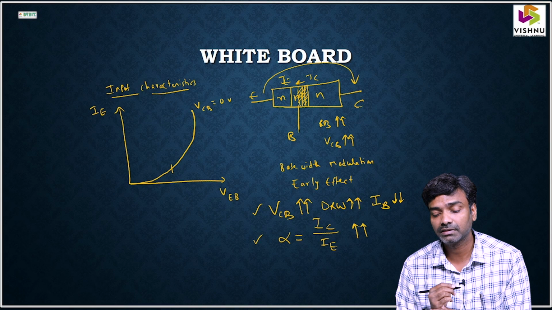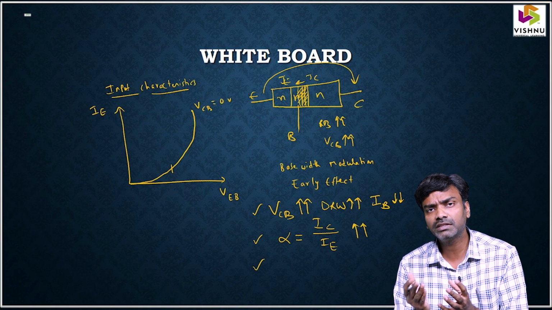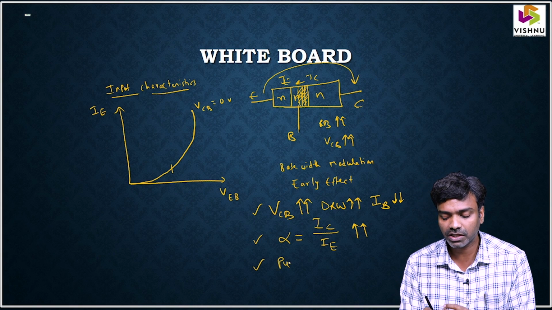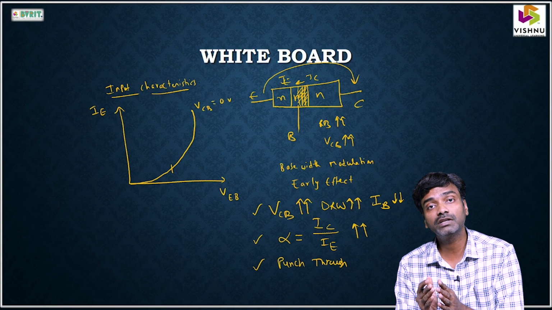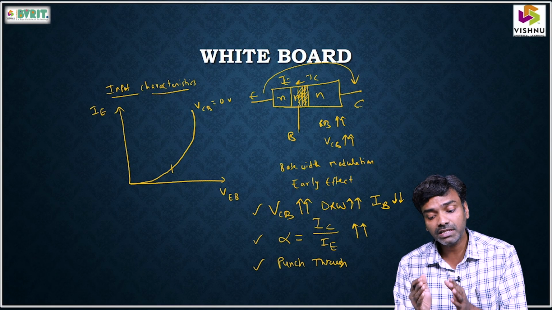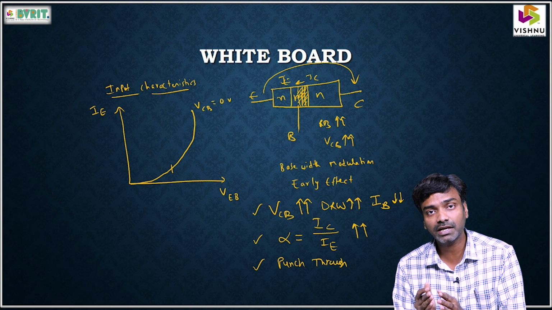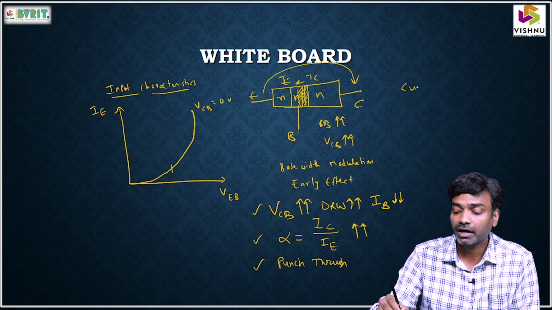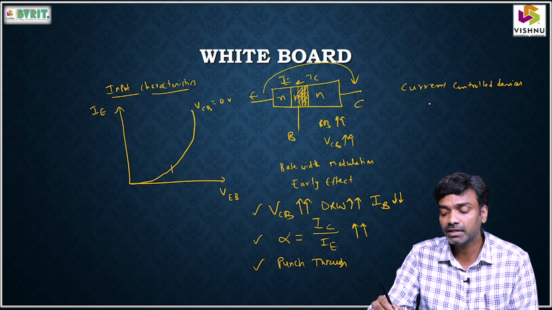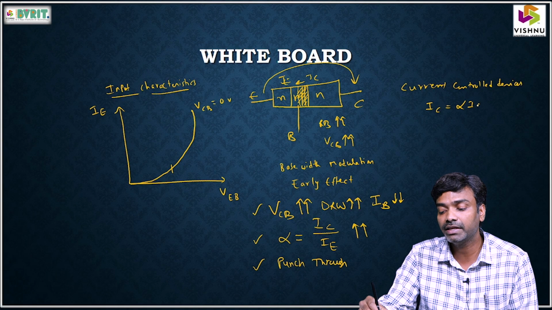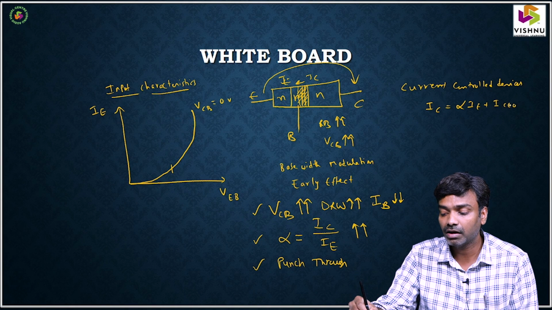The gain is increased. However, if we keep on increasing the reverse bias voltage, we may get a situation called punch through or reach through, where the base region will completely vanish. It is because of the base current that the transistor is called a current controlled device. Say in this equation, IC, the output current, depends on the input current: alpha times IE plus some reverse saturation current, ICE0 or ICB0.